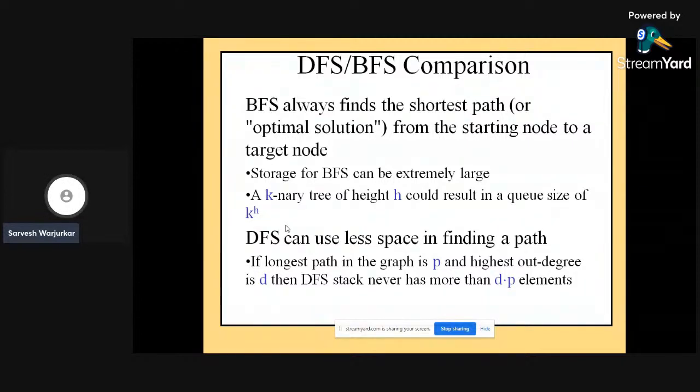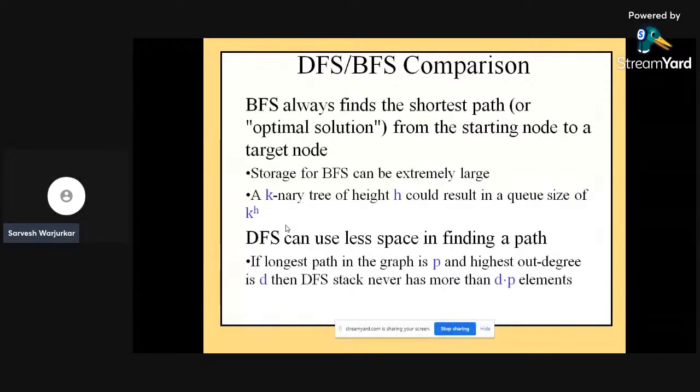BFS always finds the shortest path from the starting node to the target node, where the storage of the BFS can be extremely large. A k-ary tree, or a binary tree of height h, can result in a queue size of k to the power h. Depending on the way the tree is distributed, the height could be h, which will result in the queue size of that tree.